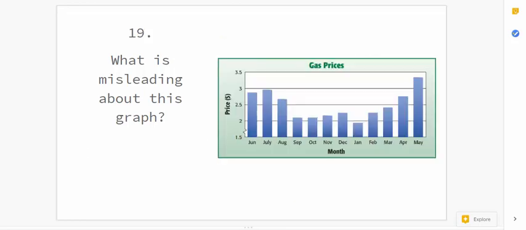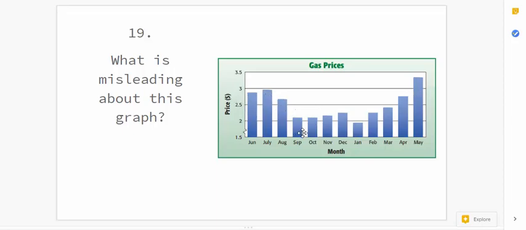Okay, question number 19 says, what is misleading about this graph? We can see that we have gas prices in the month and the price. And the biggest thing that's misleading is that this y-axis does not start at 0. So by not starting at 0, it makes all of these differences seem much greater than they actually are.